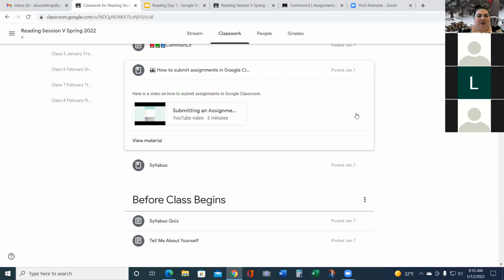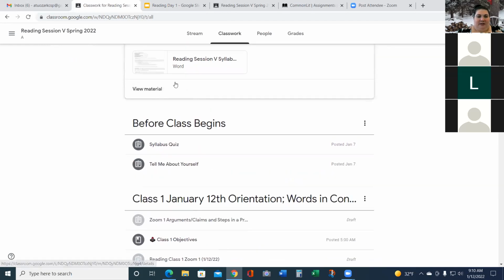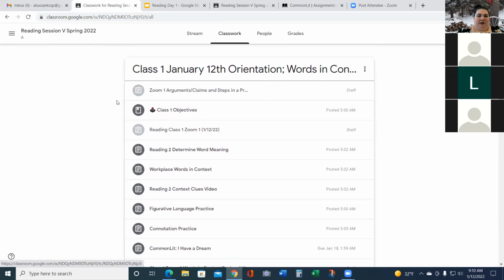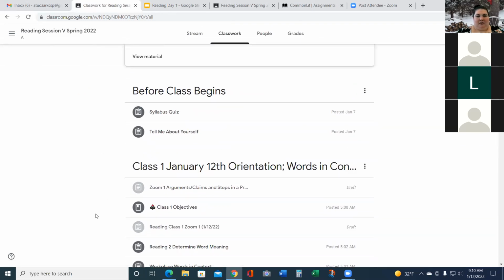But there's also a feature on each assignment where you mark as turned in or mark as done. If you submit it through the Google form, I'm going to get the work. But if you mark those, it helps you keep track of which ones you've done and which ones you haven't. And then, of course, there's the syllabus. There are a couple of things, a quiz and a tell me about yourself, that if you haven't done, you'll need to do. And then we're going to look at class 1 assignments a little later.